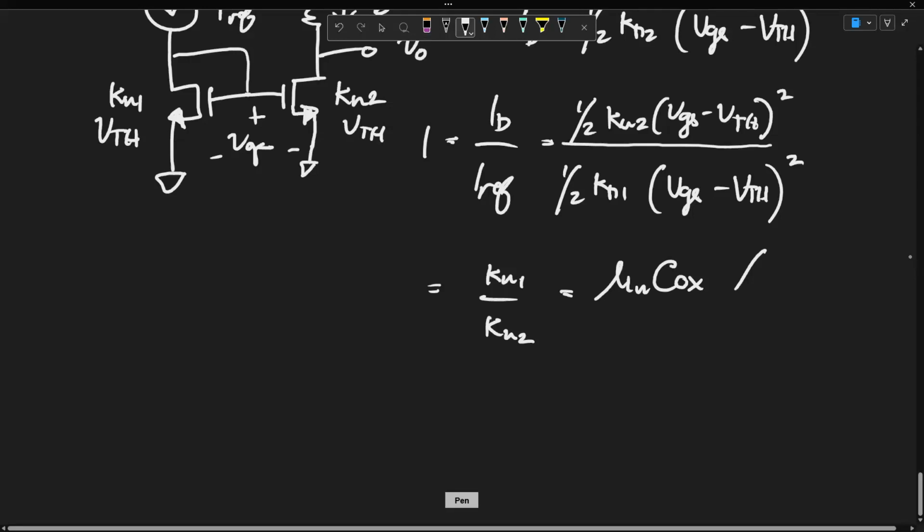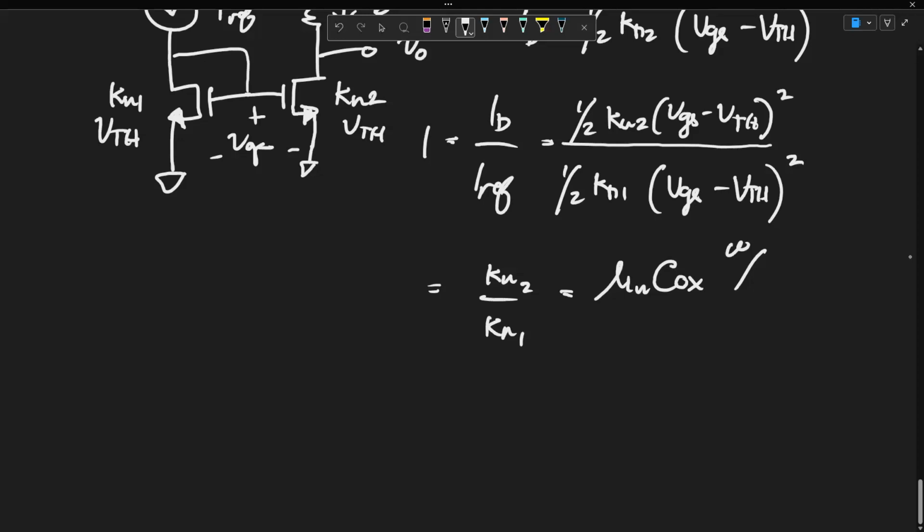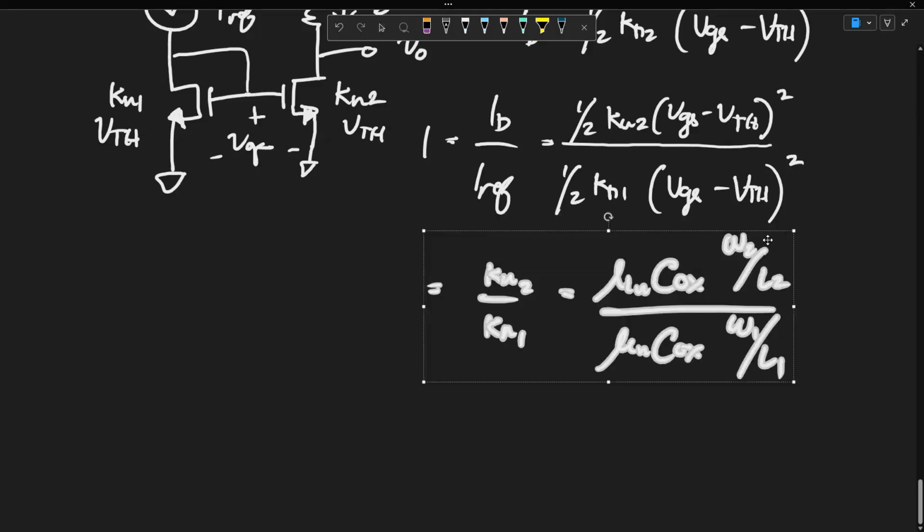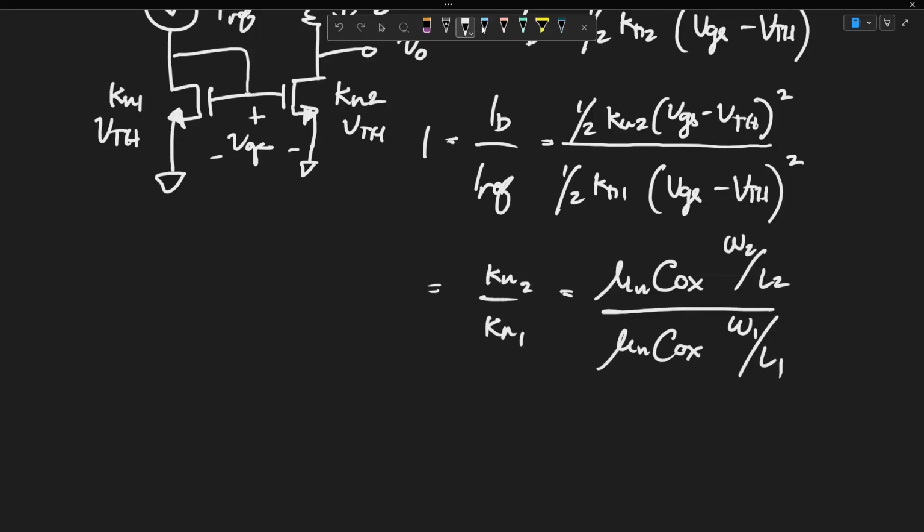Anyway, since we have Kn2 over Kn1 here, no? We're going to have width 2 over length 2 times mu n C ox with 1 over length 1, no? So we're going to have this. And for a specific fabrication foundry, no? Well, okay. Mu n is the mobility of an electron in silicon, no? Which doesn't change. So we're sure na cancel out yun.